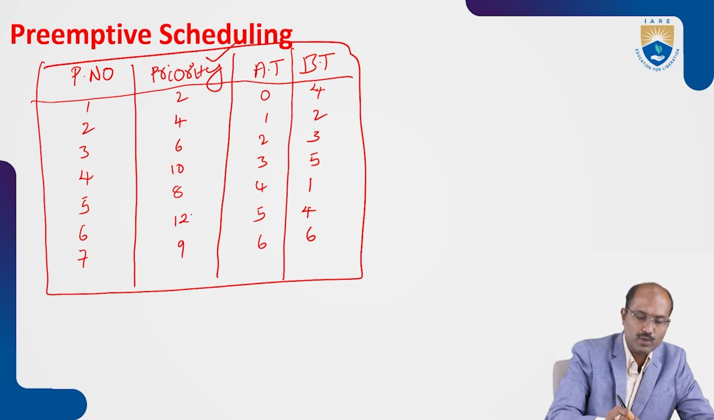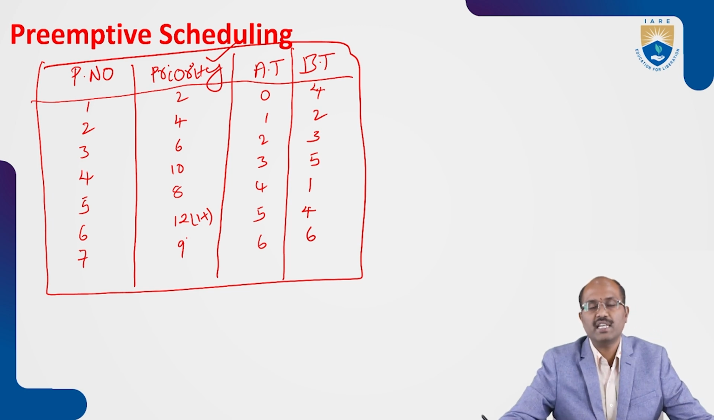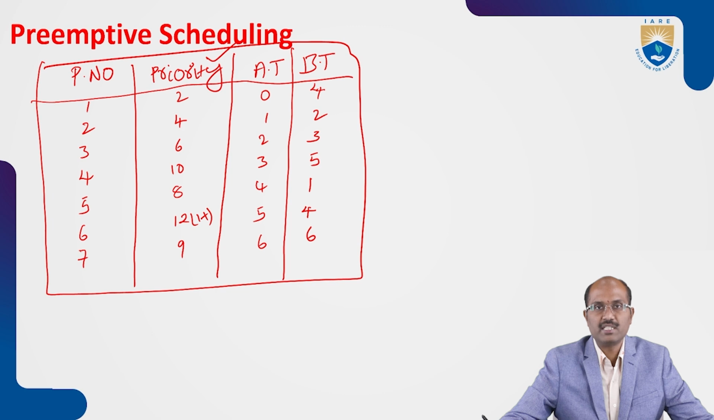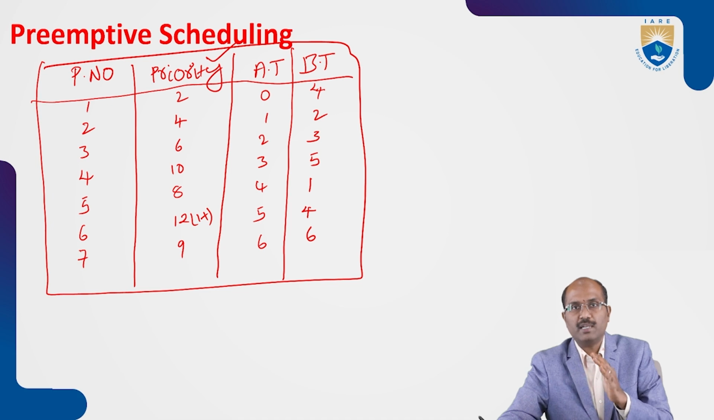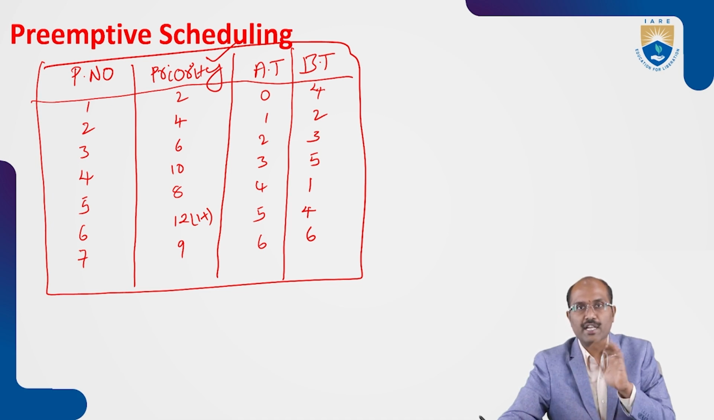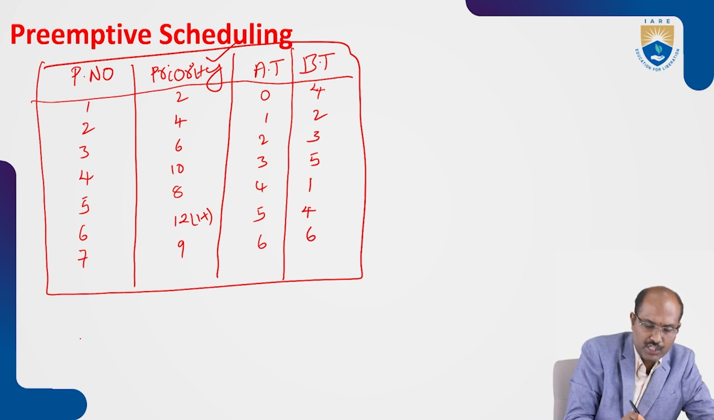The highest priority we observe here is 12, so that process has the highest priority. Let me show the Gantt chart, to see how the processes are executing. The processes are submitted to the CPU and execute as per the Gantt chart scenario.